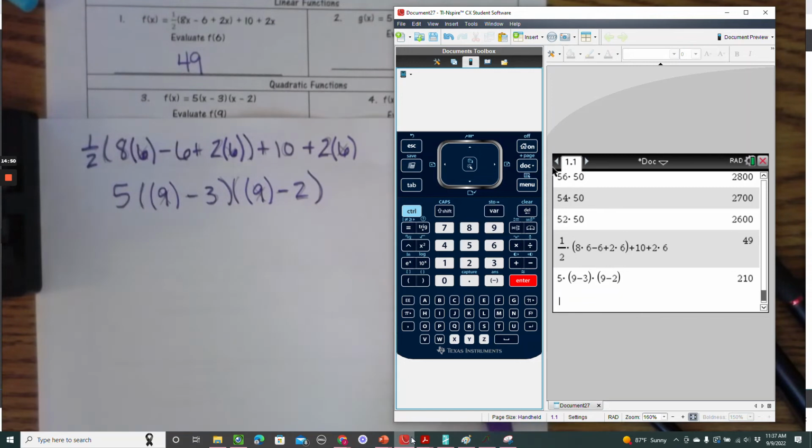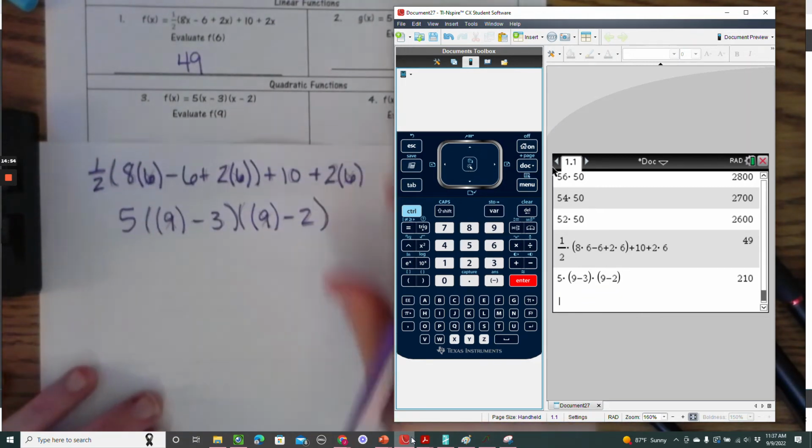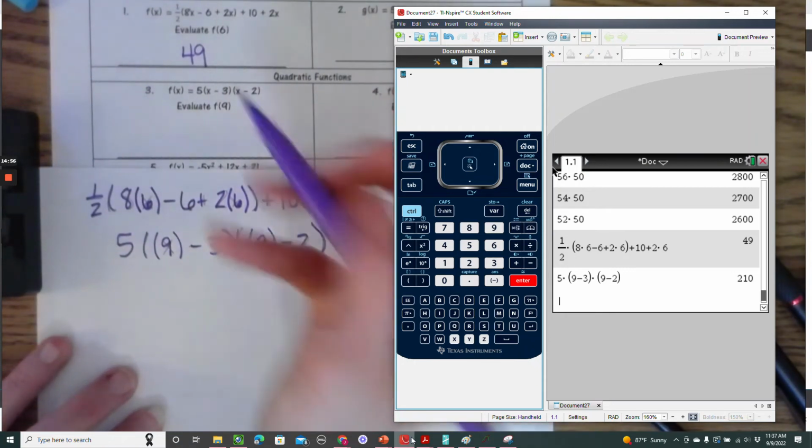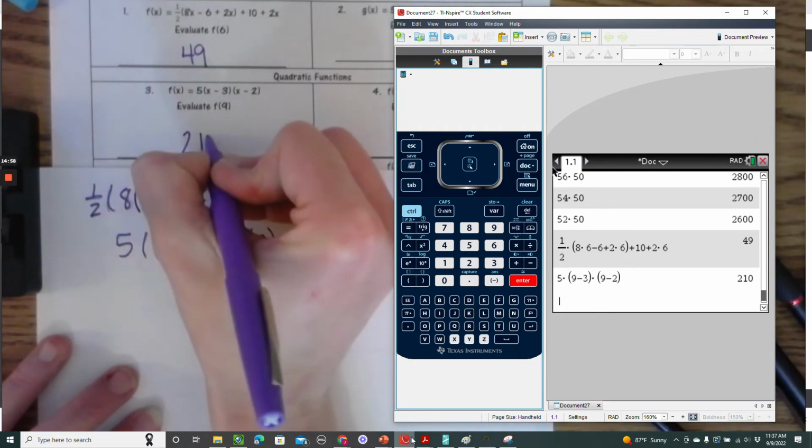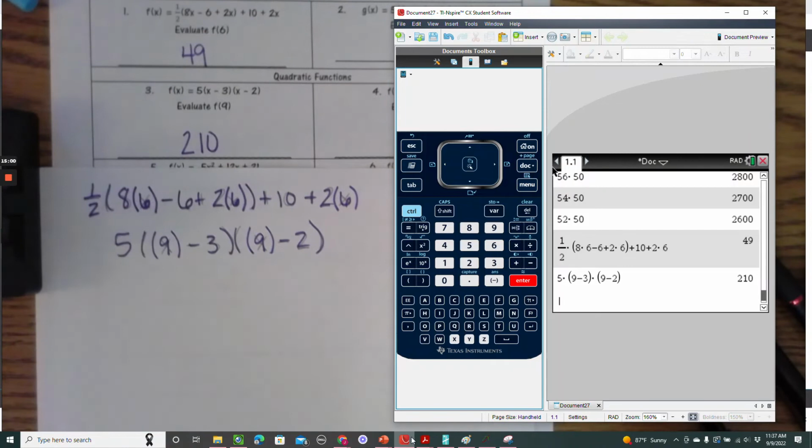Hit enter, and again, that's literally it. You're just typing it into the calculator once you rewrite it. So mathematically, all that I'm asking you to do today is to rewrite functions. And then the calculator does the rest of the work for you.